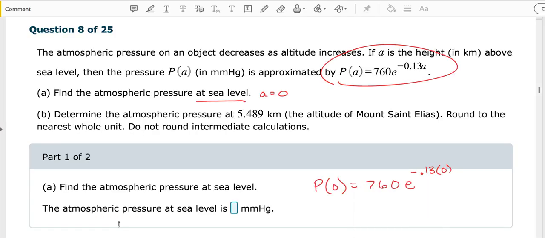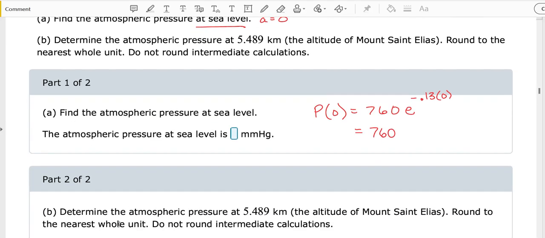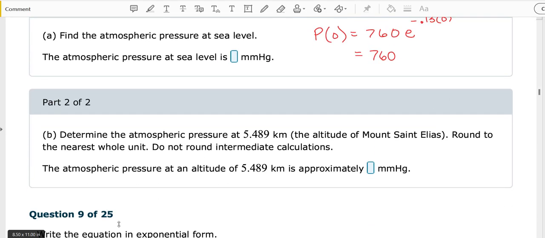Part B says to determine the atmospheric pressure at 5.489 kilometers, which is the altitude of Mount St. Elias. Round to the nearest whole unit. So you're going to find P of 5.489. On your calculator, you're going to type in 760 e to the negative 0.13 times 5.489. And let's see what we get.